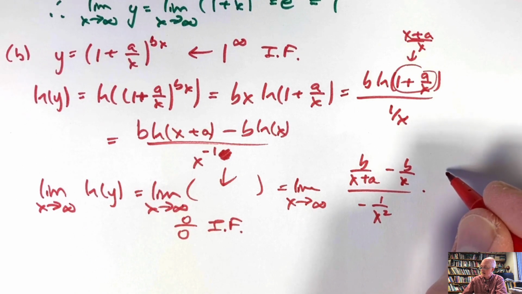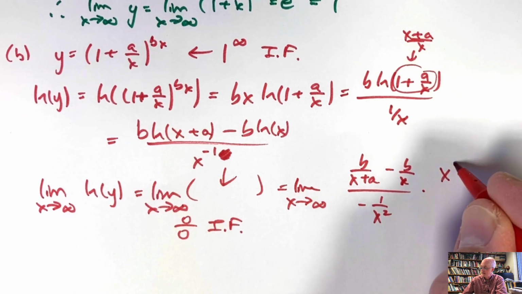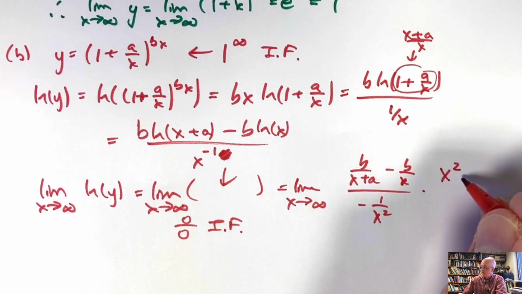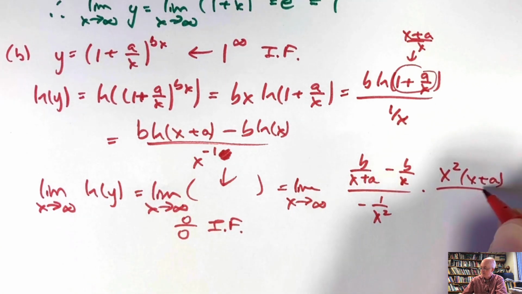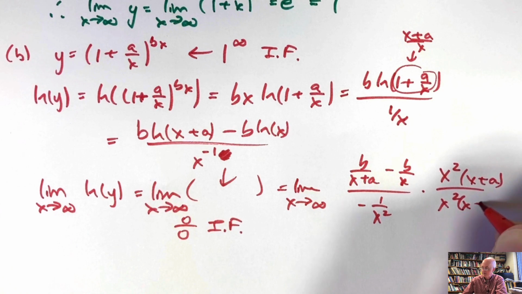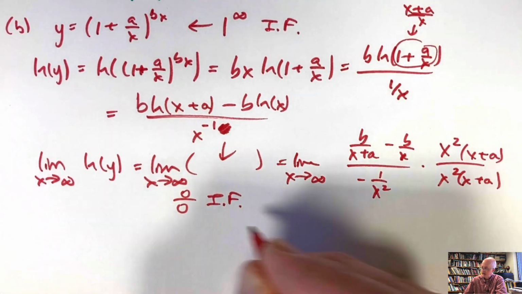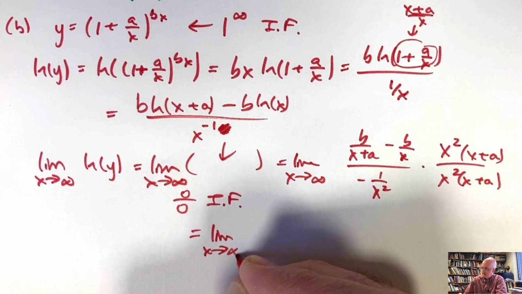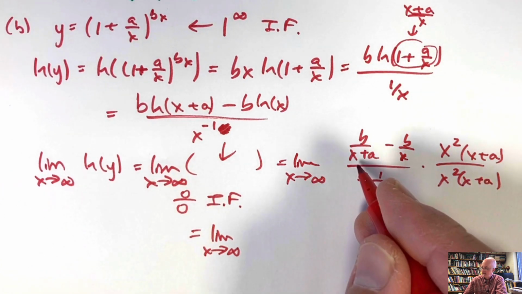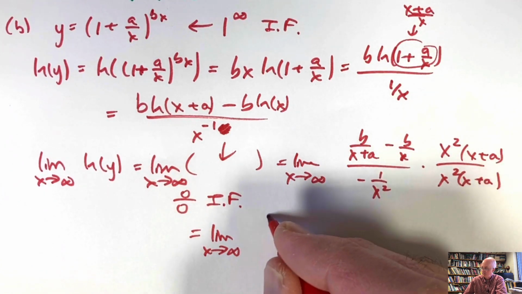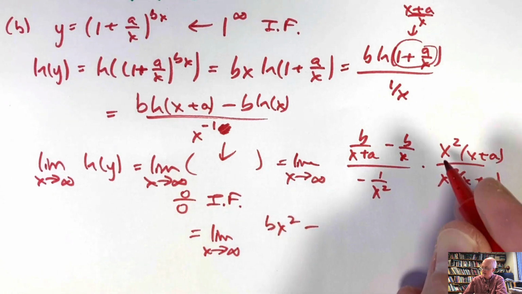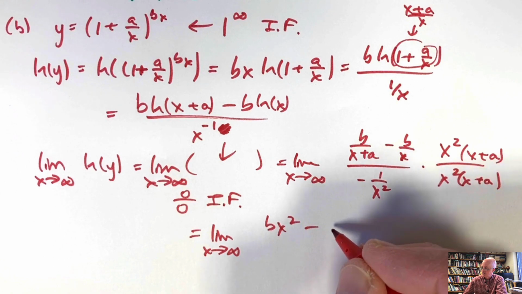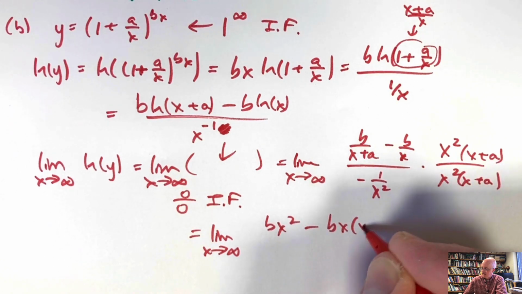I'm going to multiply the top and the bottom by the least common denominator here of everything, x squared, and also an x plus a. If I do it to the top, I got to do it to the bottom to compensate. Just a little trickery here. And how does this simplify? The x plus a cancels with that x plus a, leaving a b times x squared. And here with a minus b over x times this, one of the x's cancels, leaving you with a minus bx times x plus a.